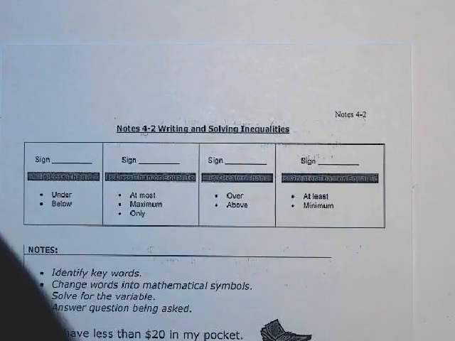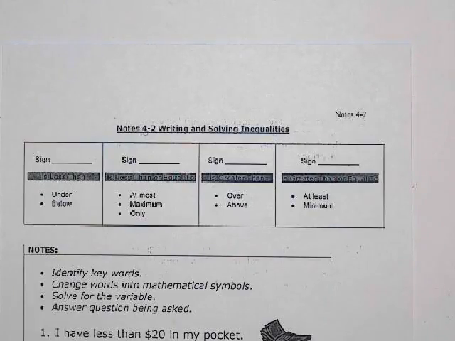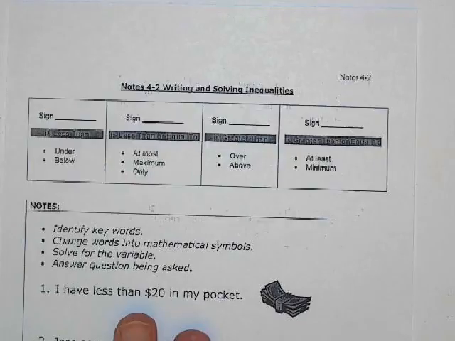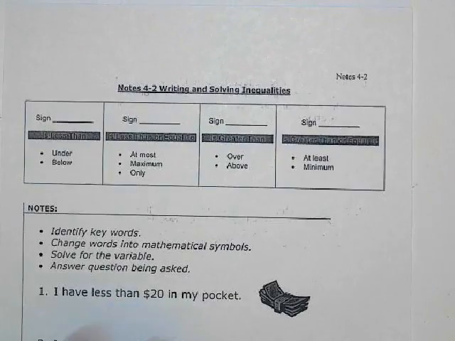Alright. We're going to review some of our signs, okay? You're writing and solving them. Alright, so we're going to be writing inequalities from word problems. Remember, what does inequalities mean? No equal sign. Less than, greater than, less than or equal to, greater than or equal to.